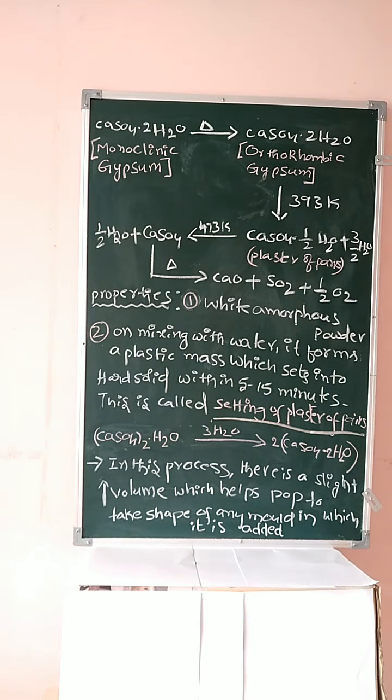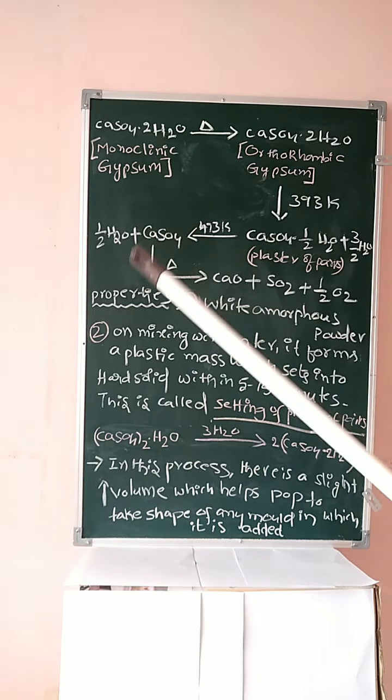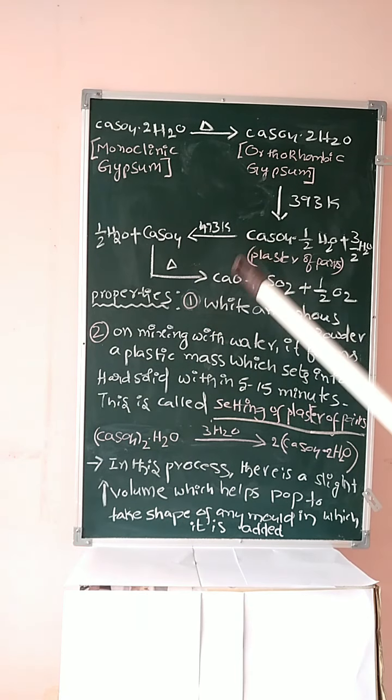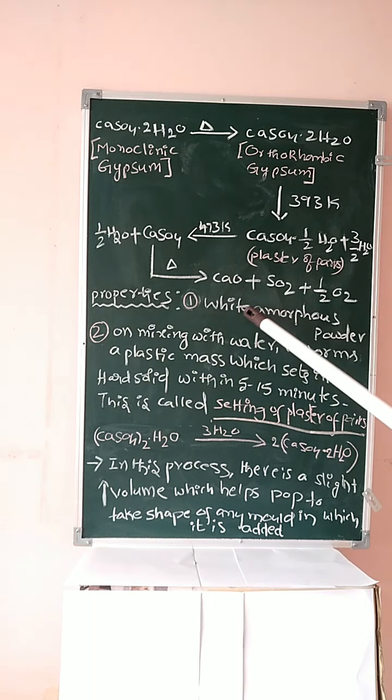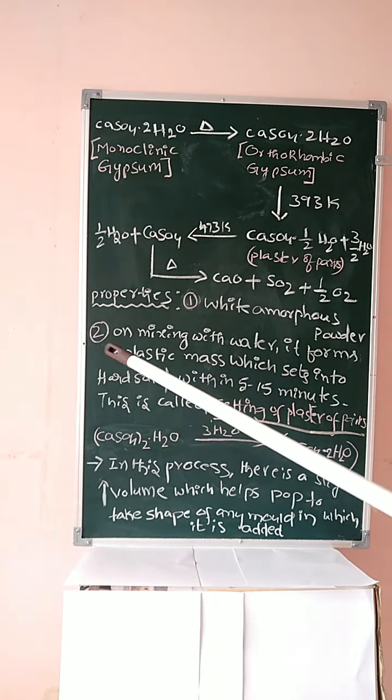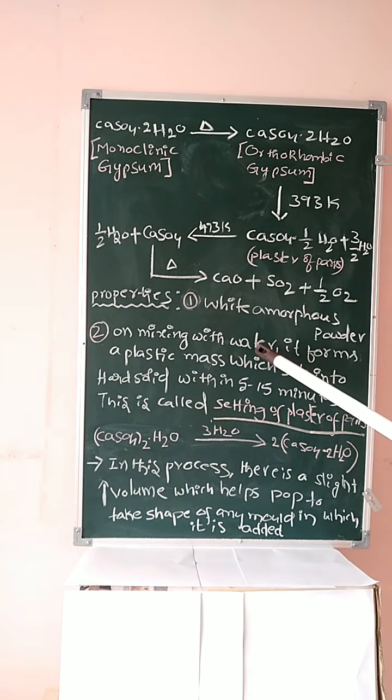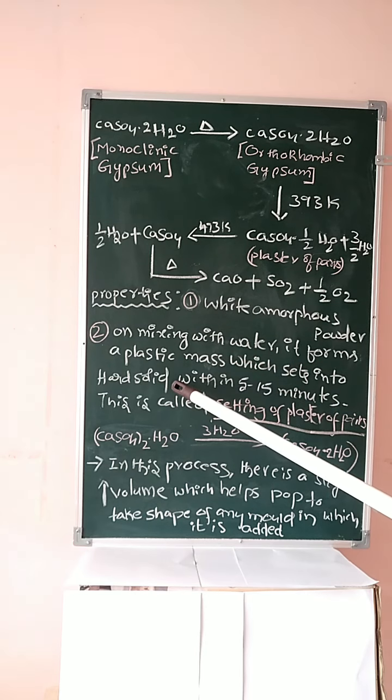Next one, student. Properties of plaster of Paris. Plaster of Paris is a white amorphous powder. Second property, student: on mixing with water, it forms a plastic mass which sets into a hard solid within 5 to 15 minutes. This is called setting of plaster of Paris.